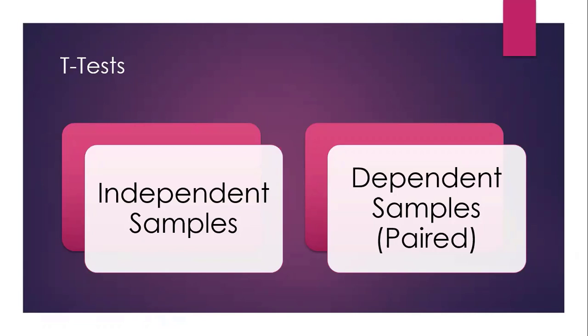Dependent samples t-tests are more powerful than independent samples t-tests because characteristics of participants or sample members are held constant, whereas there's much variation between the characteristics of sample members in the independent samples t-test.